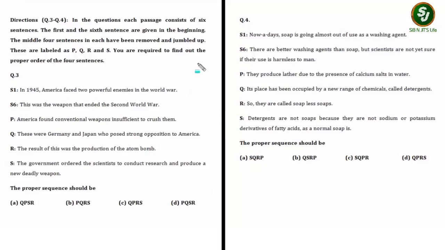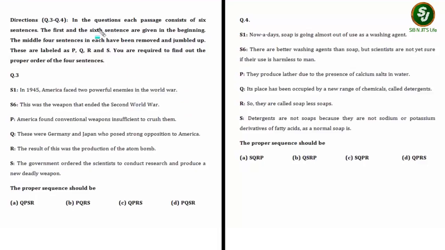Okay friends, now let's move on and see the next type of jumble paragraph, where you will be given the first and the last statement in sequence and the sentences which are in between. You have to arrange them in a proper manner. So here we have got two questions where we will try to solve it together and understand the concept.